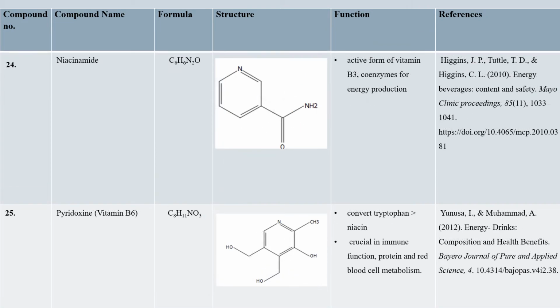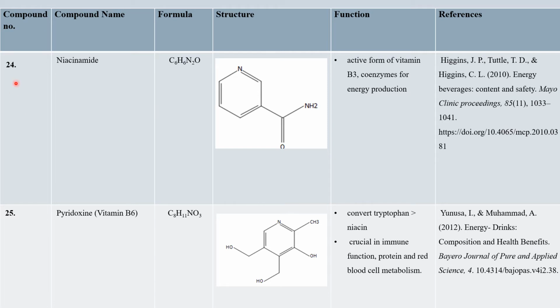So now we move on to two slightly more interesting compounds that we can find in the Drive Energy drink. So compound 24 and compound 25, they are actually coenzymes. One is known as niacinamide and another one is known as pyridoxine. So niacinamide is known as vitamin B3, while pyridoxine is known as vitamin B6.